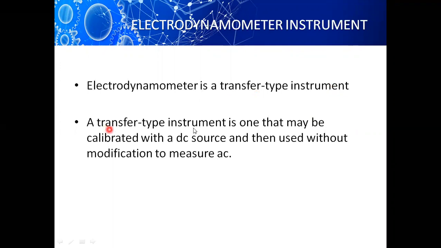A transfer type instrument is one that may be calibrated with a DC source and then used without modification to measure AC. So a transfer type instrument is an instrument calibrated with a DC source, and without changing any calibration, the meter as it is can be used for measurement of AC. This is the definition of a transfer type instrument.